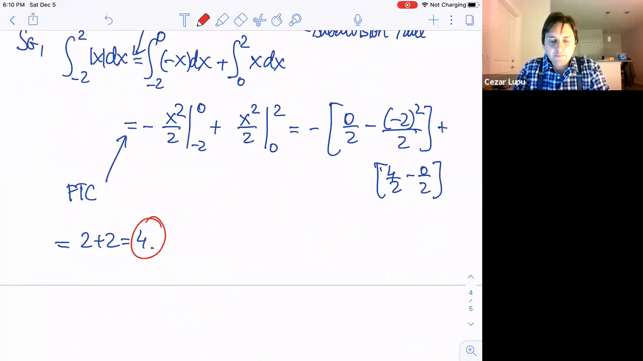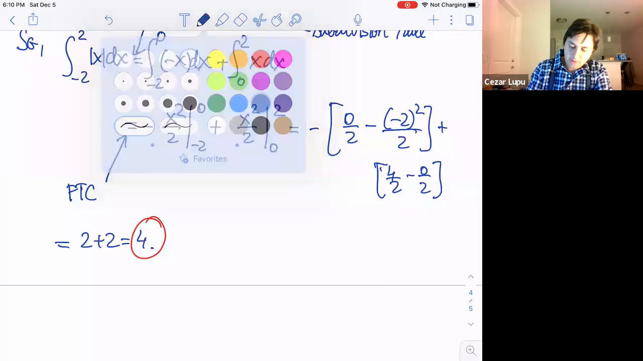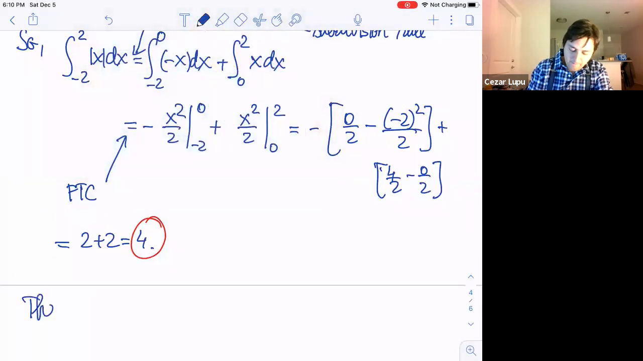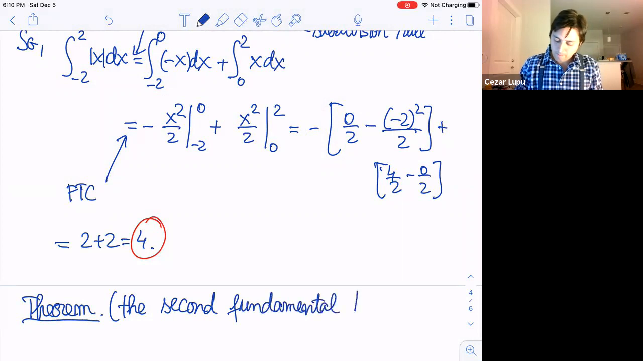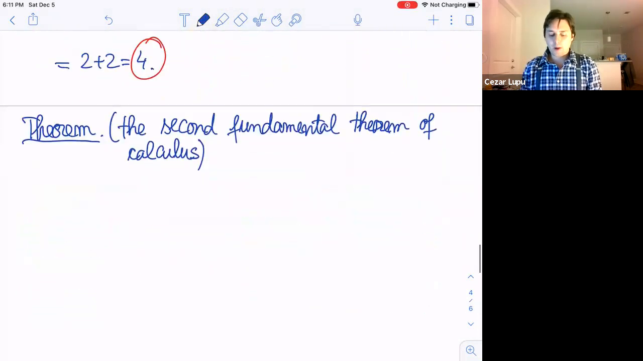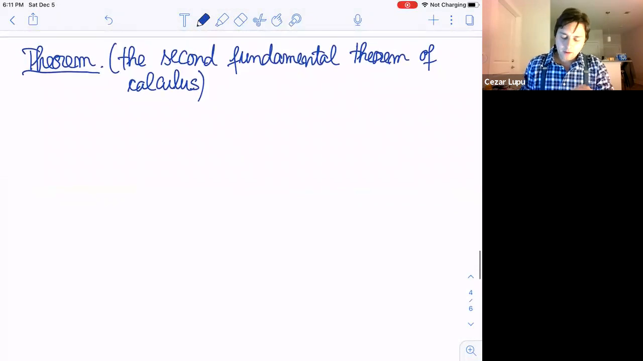Now, let me tell you something. I gave you the first fundamental theorem of calculus. Now, let me give you the second fundamental theorem of calculus. And the statement goes something along these lines.